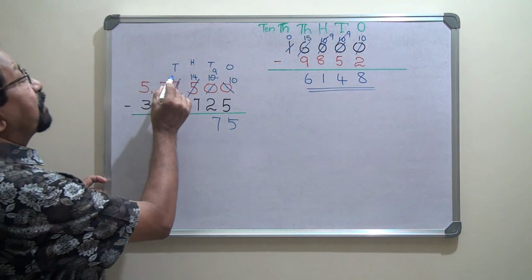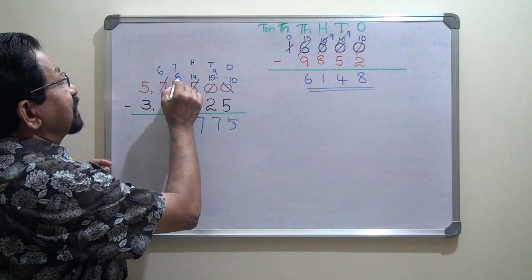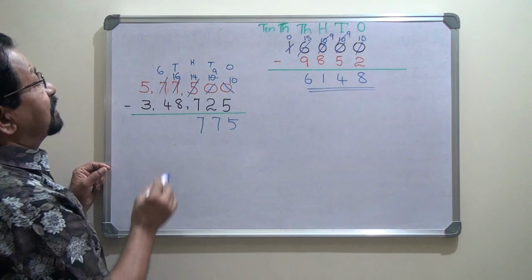Here 6 minus 8. 6,000 rupees. He cannot give 8,000 rupees. He came to the 10,000 place. One 10,000 he gave to him. This becomes 6 in the 10,000s place. Here that one 10,000 becomes ten 1,000s. Here already 6. 6 plus 10, 16. 16 minus 8 is 8,000. Here 6 ten-thousands are there. Out of that, 4 ten-thousands are going. 6 minus 4, that is 2.